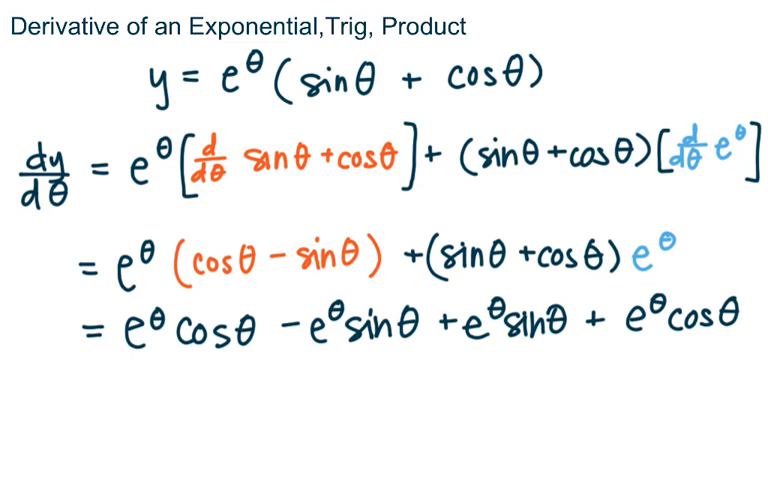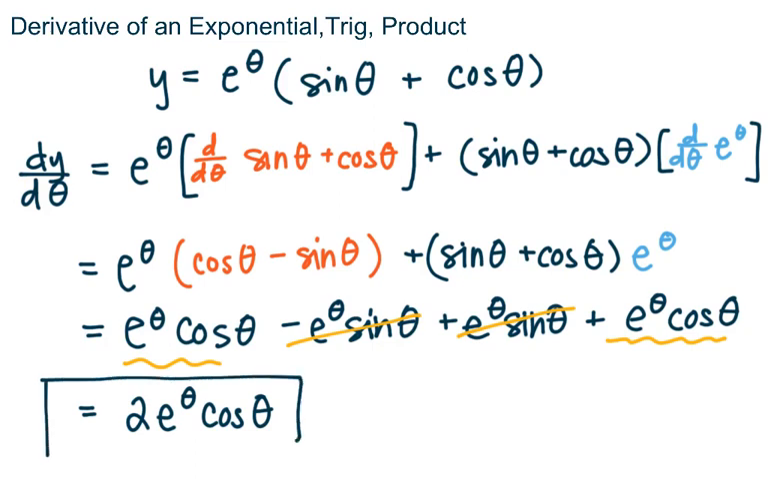So you should notice that our two middle terms are opposite each other and they're going to cancel each other out. And then the first and the last term are the same. And if we have one and one of each of those, my derivative here would be 2 e to the theta cosine theta. That represents the derivative of my original function.